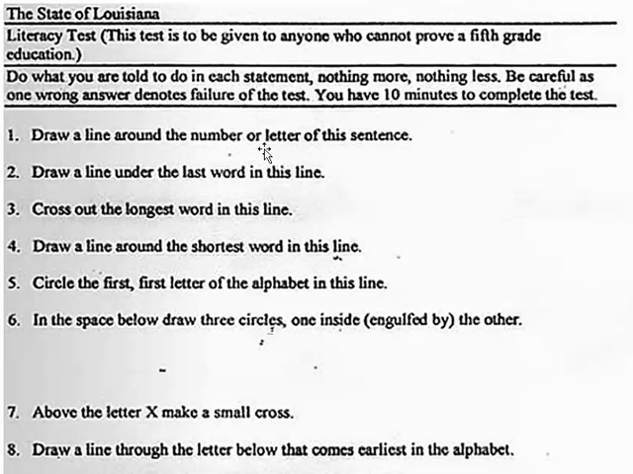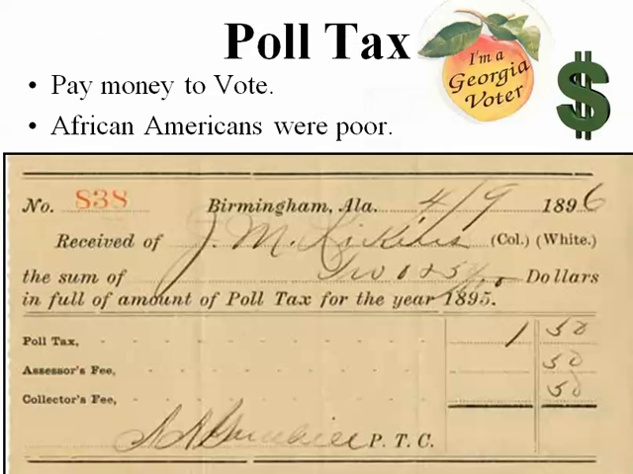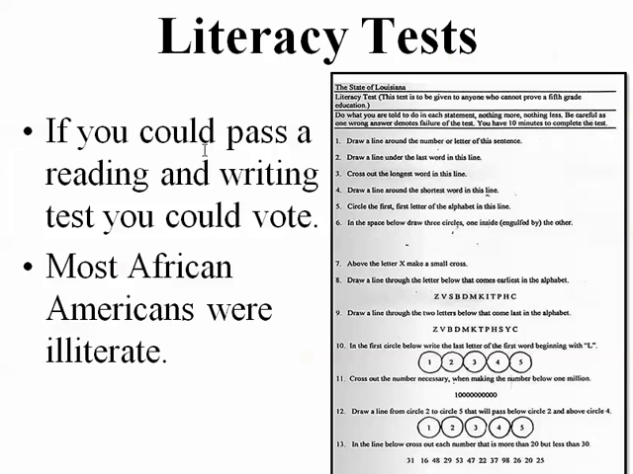Draw a line around the number or letter of this sentence. So you had to draw a line around this number. Draw a line under the last word in this line. So you had to draw a line here. And if people couldn't read that and they couldn't do it, it would keep them from voting. And another thing, of course, the poll tax kept white people from voting because they didn't have money, or maybe needed to spend the money on something else. And then a lot of white people were illiterate as well after the Civil War.